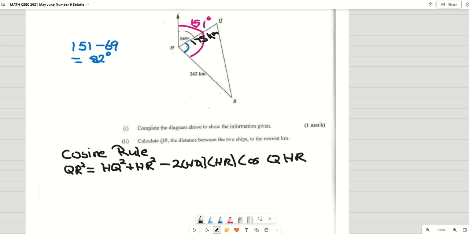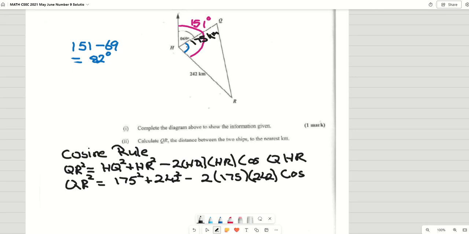Okay, so now we're going to apply it. We don't know QR, so QR squared is equal to HQ squared, which is 175 squared, plus HR squared, which is 242 squared, minus 2 by 175 by 242 cos, what angle is it? 82.